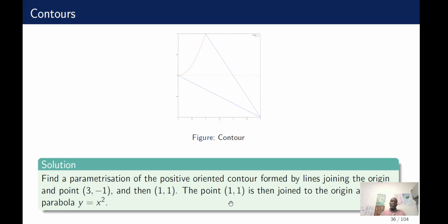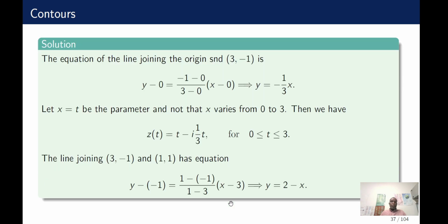So let us start to look at how we can parameterize that. The first one is just a straight line from the point joining the origin and the point (-3, 1). You can get the equation of that line in a straightforward way.